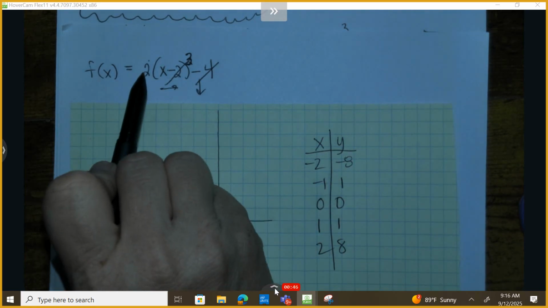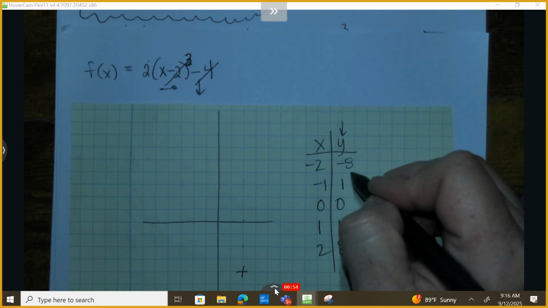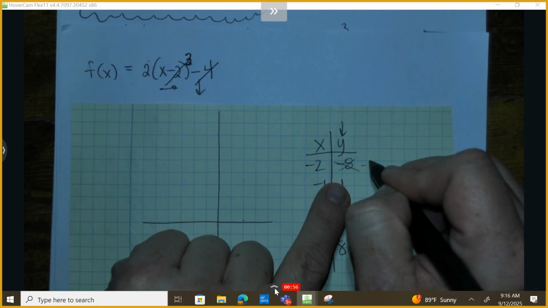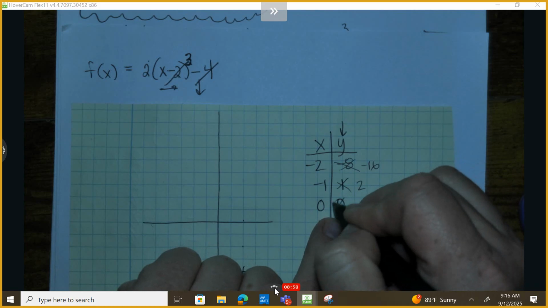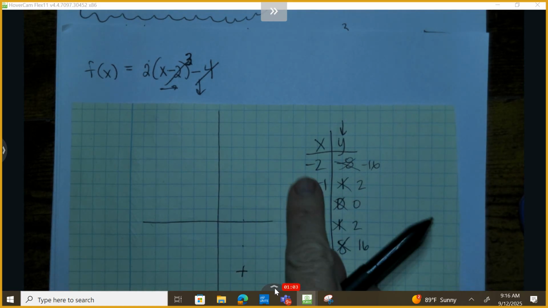Any value that's directly in front gets multiplied by the what? Tell your partner. The y's, by the y's. So 2 times -8 is -16. These are my ordered pairs.